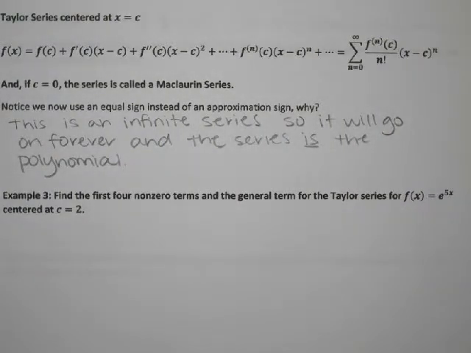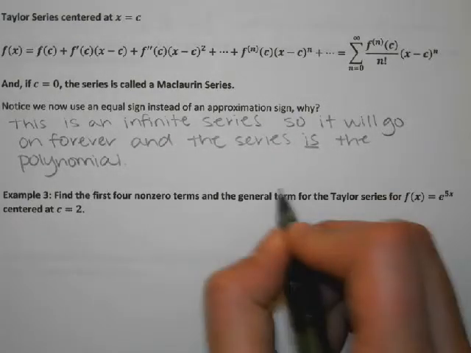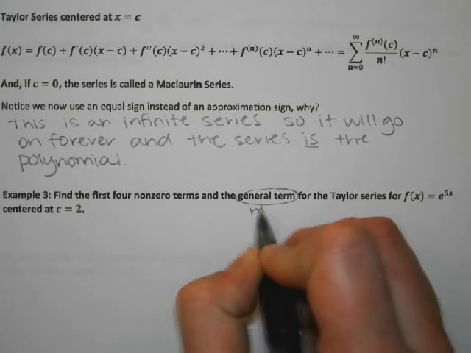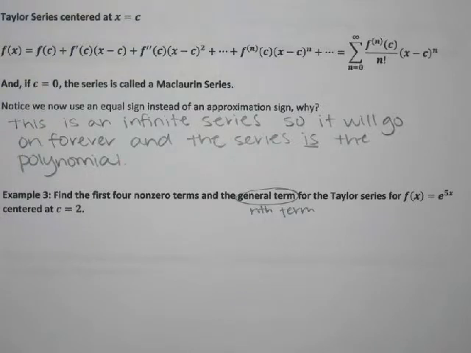All right, so example 3 says find the first 4 non-zero terms and the general term. What do you think it means by general term? The nth term. Yeah, the nth term. So circle that, right? Nth term. It's very common for them to phrase it like that and to expect that you find that. For the Taylor series, f of x equals e to the 5x centered at c equals 2.